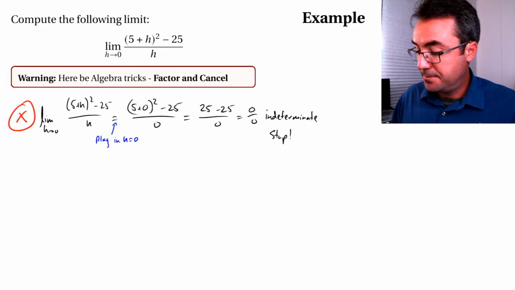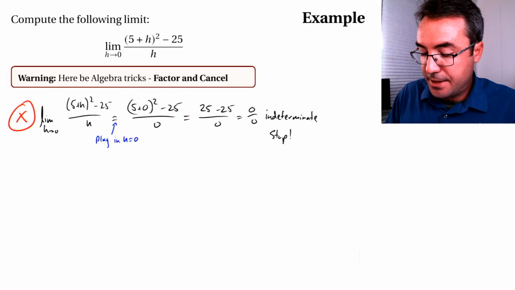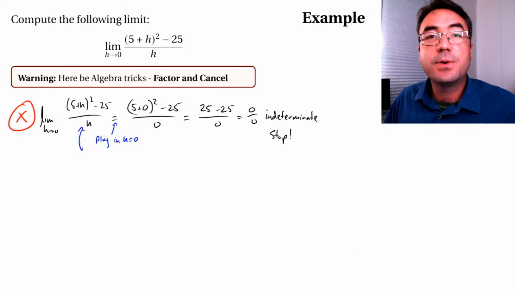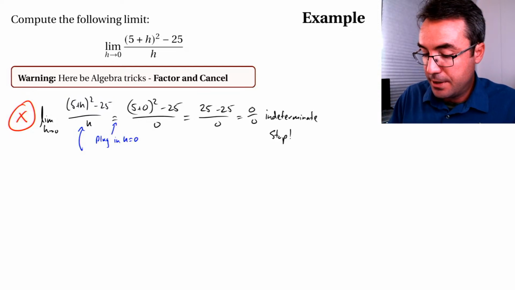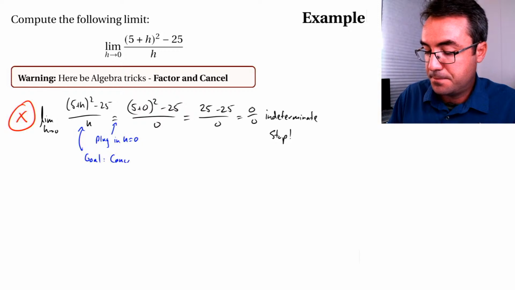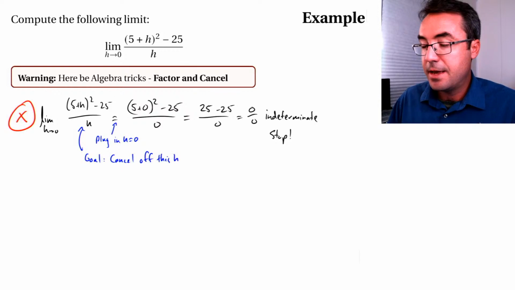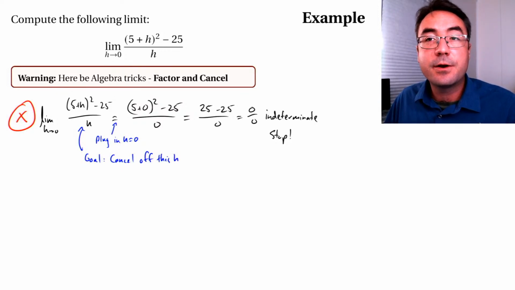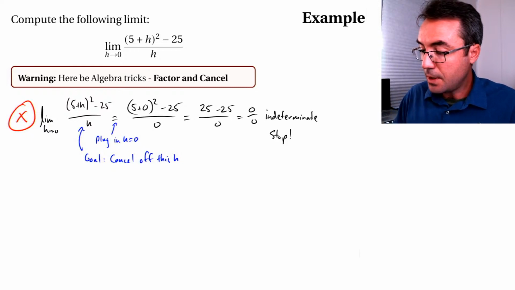But the goal is we want to cancel that h in the denominator. That's what's giving us the issue. So the goal is to cancel off that h term. And that's what we're going to see. We're going to multiply everything out in the numerator. We'll be able to factor out an h, and then we'll be able to cancel, which will simplify down our limit calculation. So let's try it out.